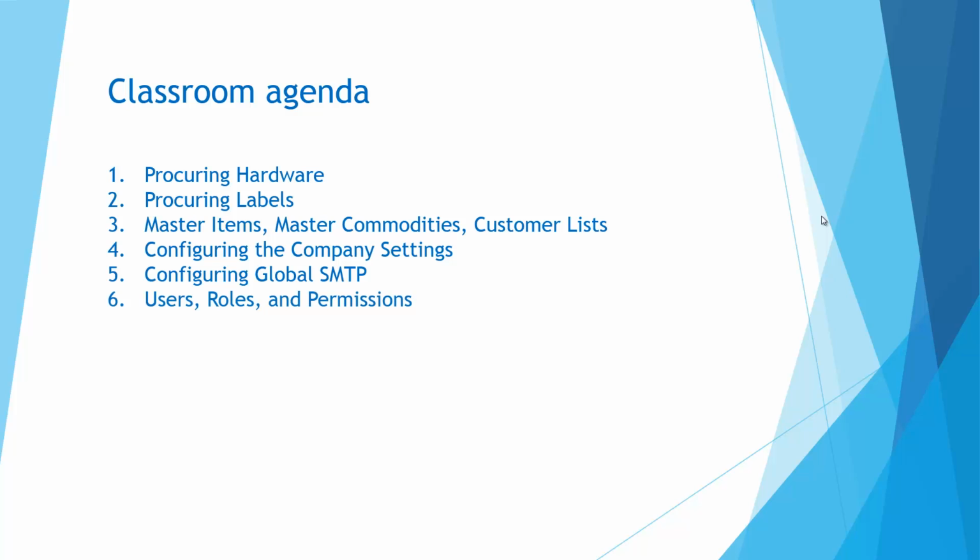Video 6 is setting up your users, roles, which are security roles, and permissions. So you'll learn about how you can assign users specific roles so they can only see certain parts of the system, and they don't have to be distracted or overwhelmed by the full system.